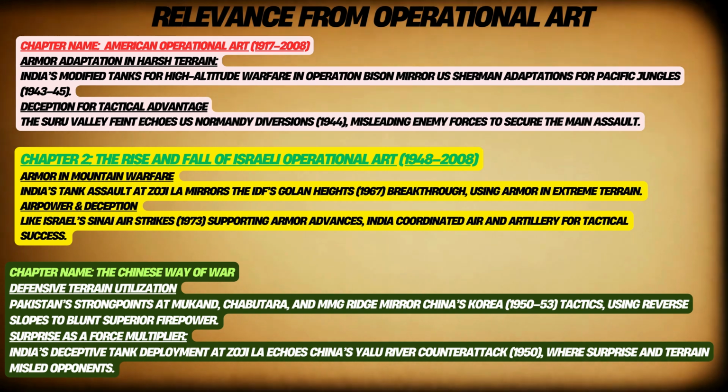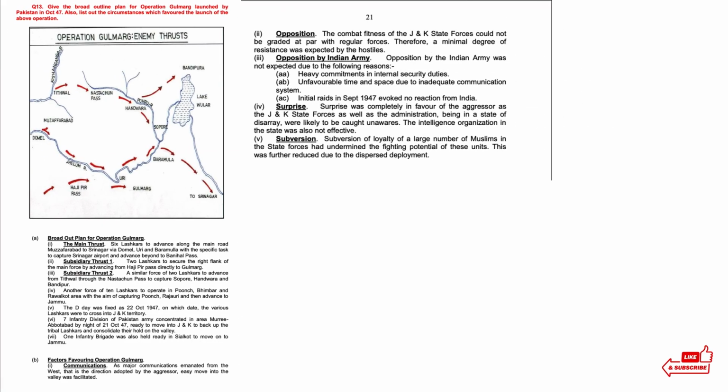Israeli Operational Art, 1948 to 2008. Tanks in the mountains? Yes, India's tank charge at Zojila is similar to Israel's breakthrough in the Golan Heights, 1967, proving that armor can work even in extreme terrain. Air and artillery support for tanks. Like Israel's 1973 Sinai airstrikes, India used air power and artillery to support its ground forces.